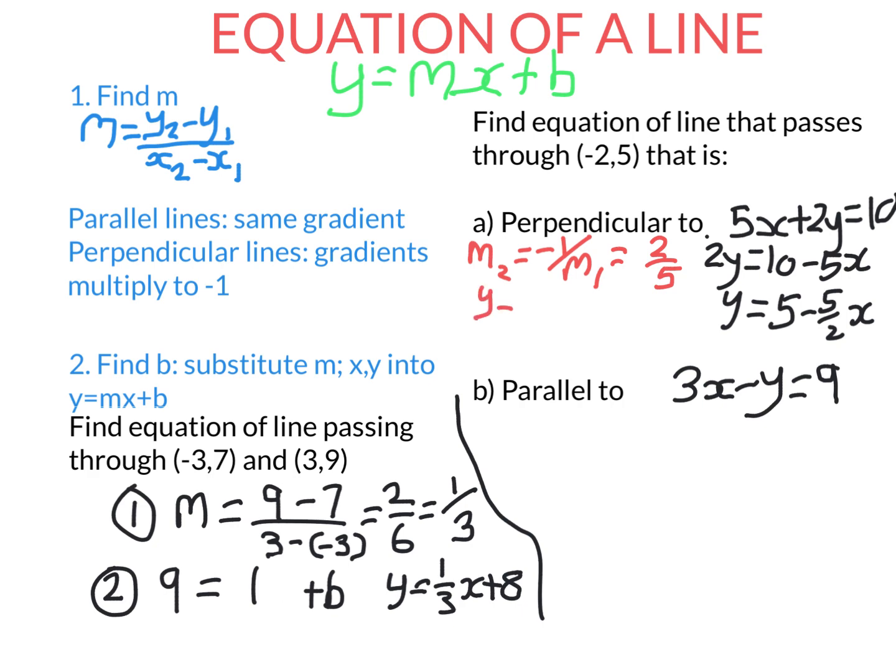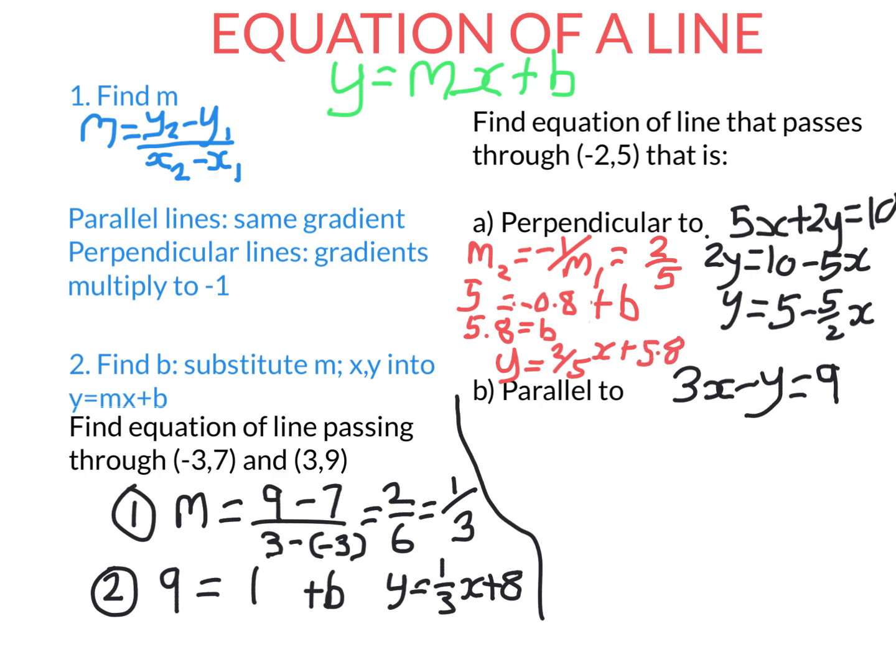To do that, I'm going to take my equation y equals mx plus b. I'm going to substitute m for 2 over 5, and then I substitute x and y from the point. So x is -2, y is 5. So -2 times 2 over 5 is just -0.8. Adding 0.8 to both sides, I get 5.8 equals b. So the equation of the line I'm after is y equals (2/5)x plus 5.8. And then we're done.